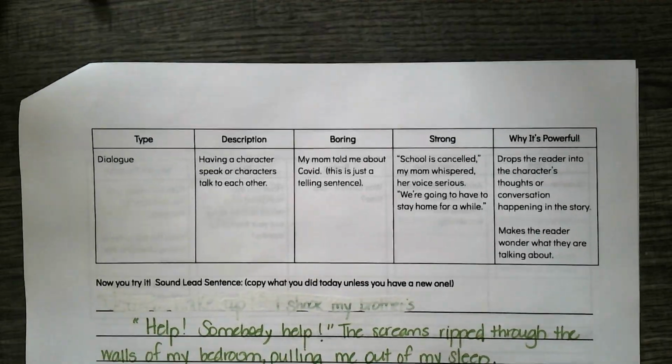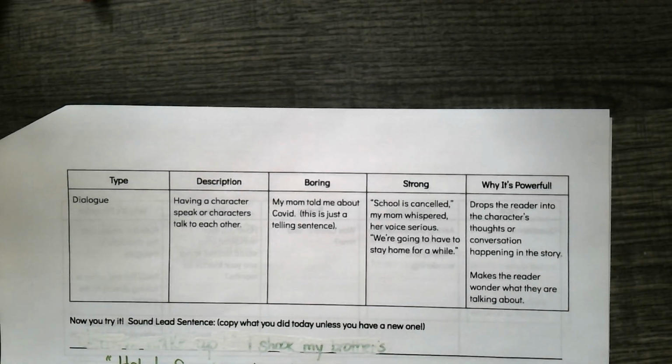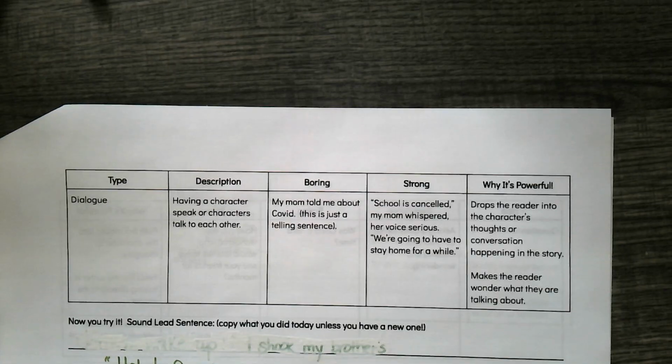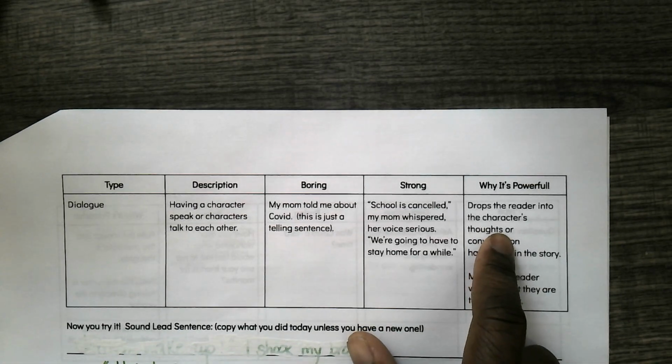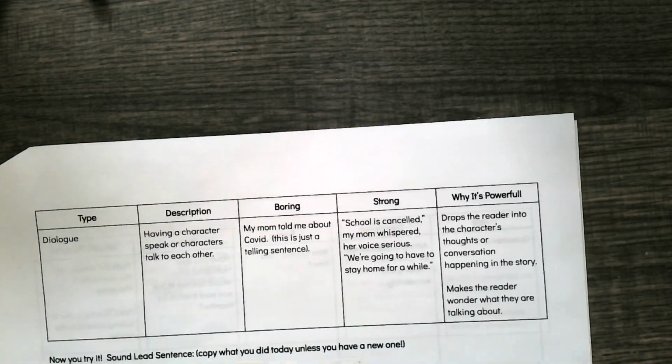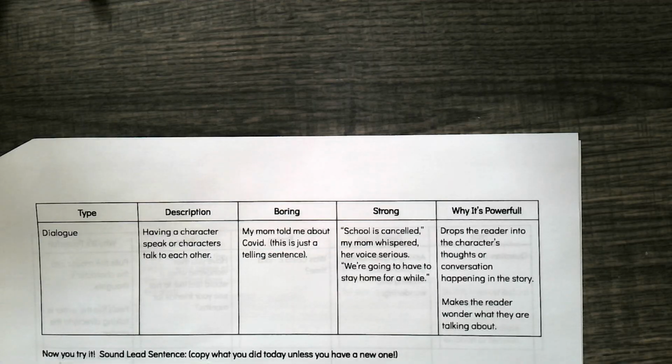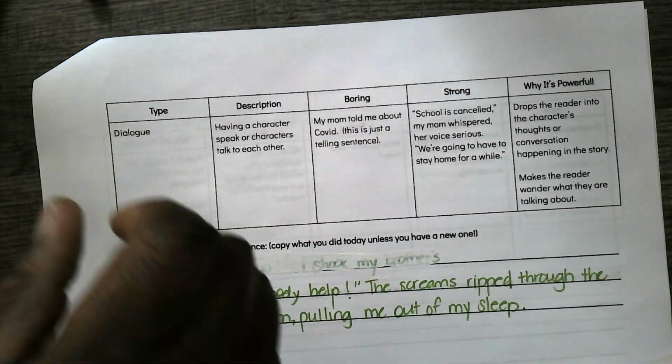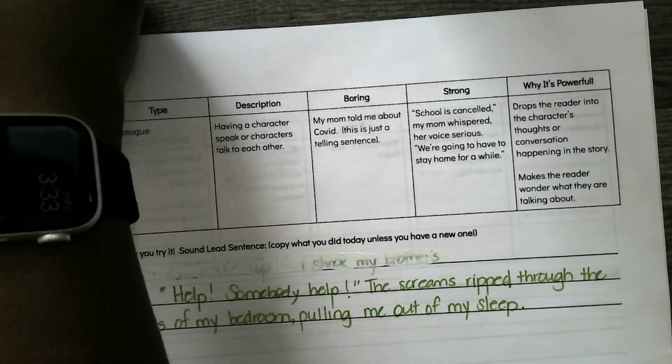So in this one, dialogue, this is really having a character speak or characters talk to each other. The powerful part about using this type of lead is that it drops the reader into the character's thoughts or a conversation that's happening in the story. And so it makes the reader wonder what they're talking about, and puts them right into the action of the story.